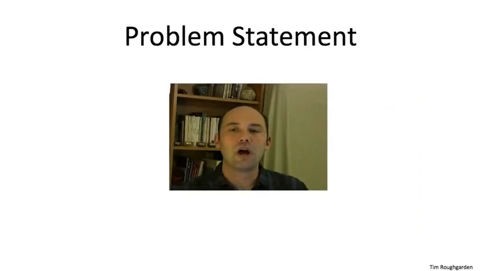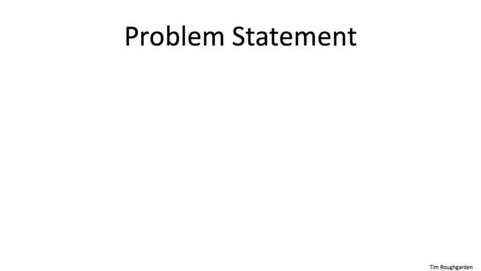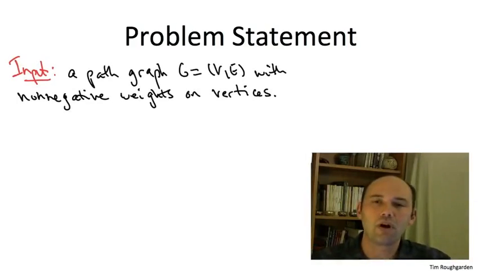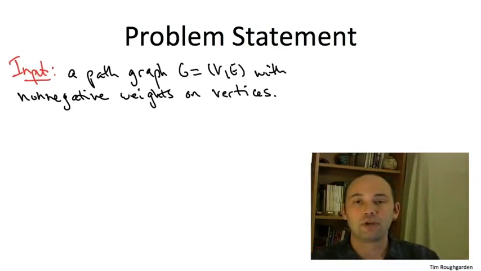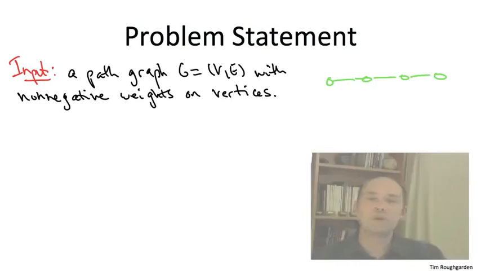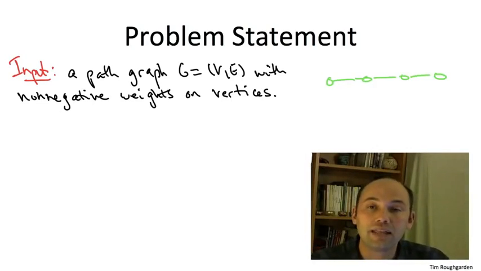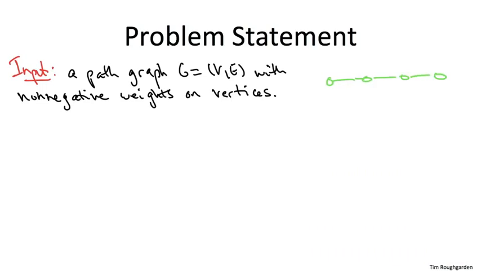So let me introduce you to the concrete problem we're going to study over the next few videos. It's a graph problem, but a very simple graph problem. In fact, we're going to restrict our attention merely to path graphs. That's graphs that consist solely of a path on some number n of vertices. The only other part of the input is a single non-negative number per vertex. We're going to call these weights. For example, here's a path graph on 4 vertices, and let's give the vertices the weights 1, 4, 5, and 4.